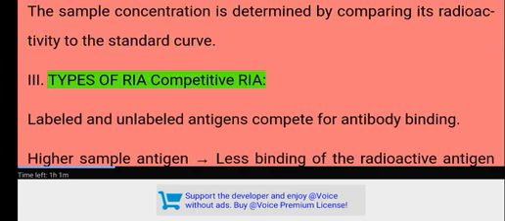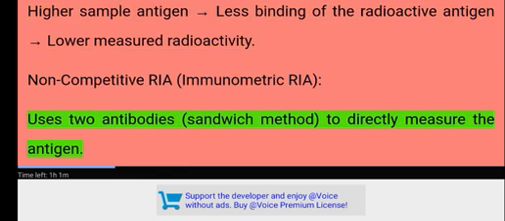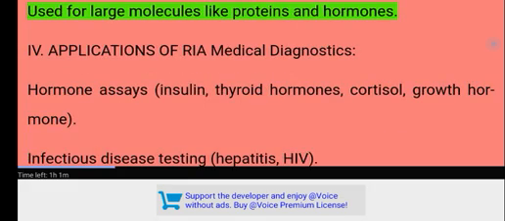3. Types of RIA. Competitive RIA: labeled and unlabeled antigens compete for antibody binding. Higher sample antigen leads to less binding of the radioactive antigen, which leads to lower measured radioactivity. Non-competitive RIA, or immunometric RIA, uses two antibodies, the sandwich method, to directly measure the antigen. Used for large molecules like proteins and hormones.